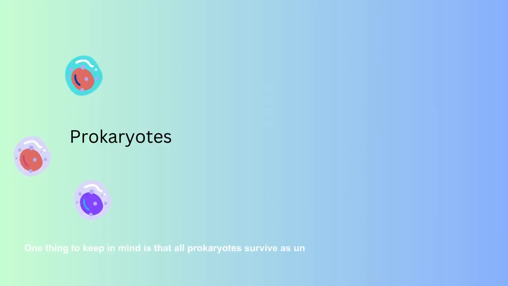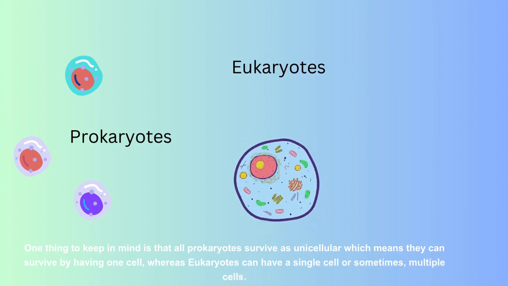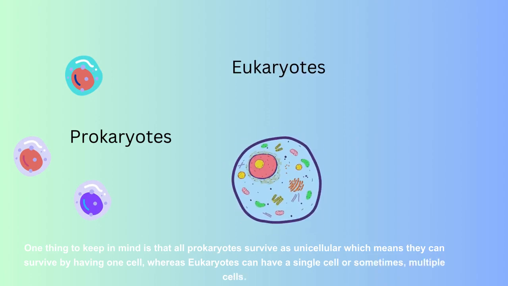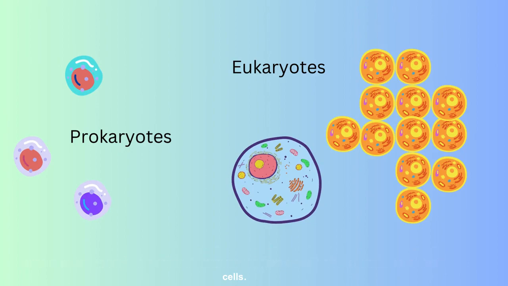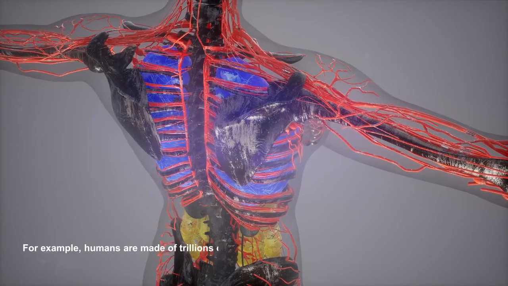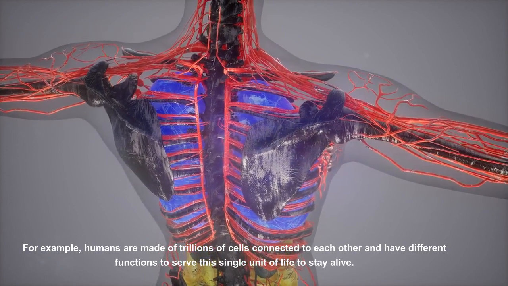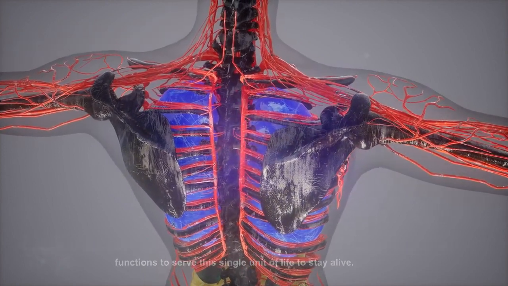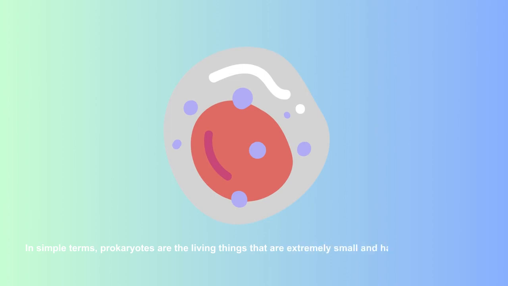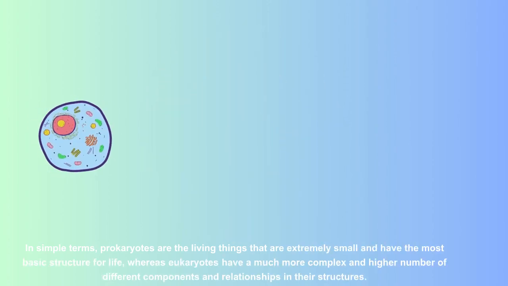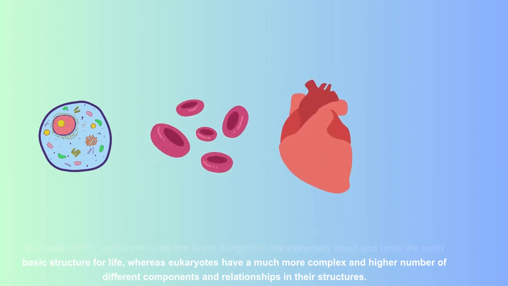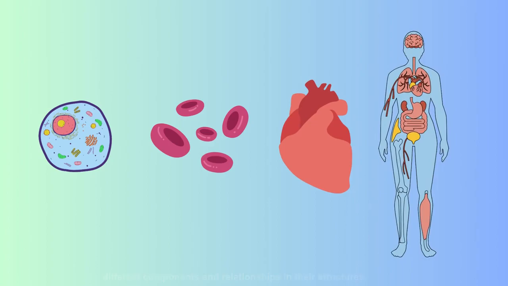One thing to keep in mind is that all prokaryotes survive as unicellular, which means they can survive by having one cell, whereas eukaryotes can have a single cell or sometimes multiple cells. For example, humans are made of trillions of cells connected to each other and have different functions to serve this single unit of life to stay alive. In simple terms, prokaryotes are the living things that are extremely small and have the most basic structure for life, whereas eukaryotes have a much more complex and higher number of different components and relationships in their structures.